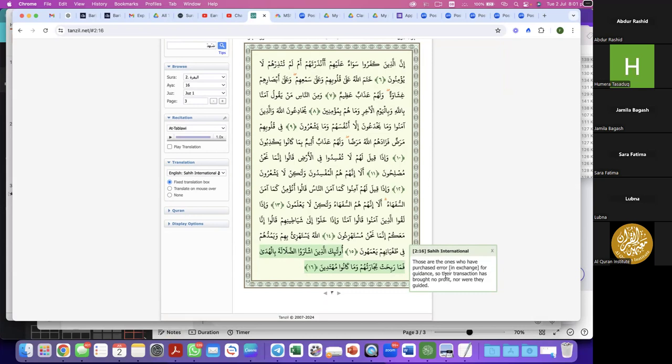Ulaika alladhina ishtaraw the dalalata bil-huda. Those who purchased error in exchange for guidance. You see, there are two choices they have, but they exchanged. They just, for some benefit, did it. Fama rabihat tijaratuhum. So their transaction has brought no profit. Ma rabihat tijaratuhum. Their business didn't bring them any profit, nor were they guided. There is no hal sense there. So you'll see that when it comes, you'll see it.